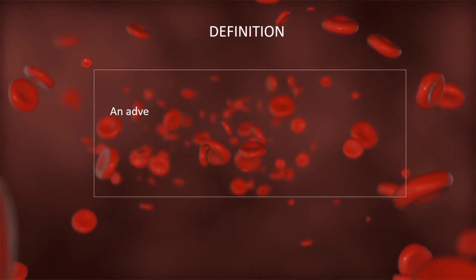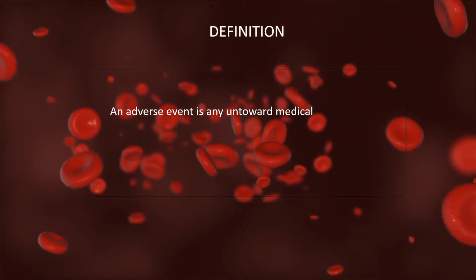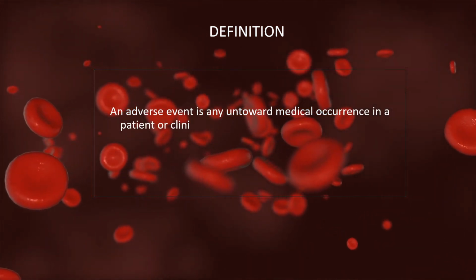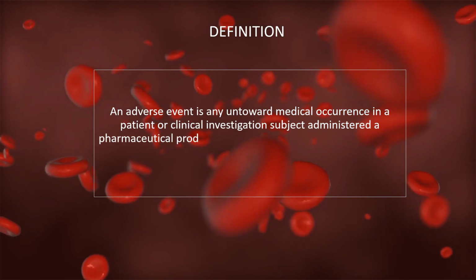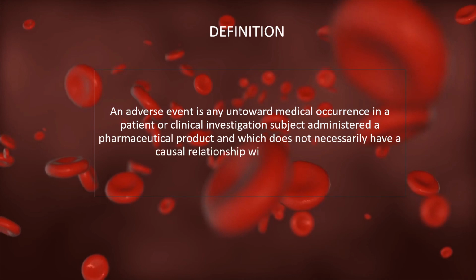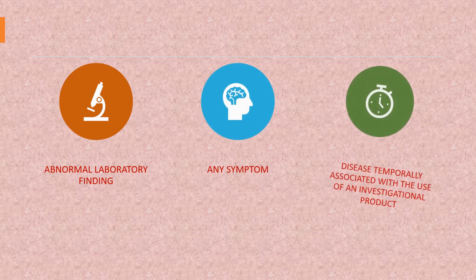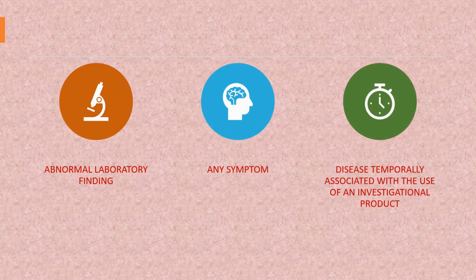Definition. According to ICH-GCP, an adverse event is any untoward medical occurrence in a patient or clinical investigation subject administered a pharmaceutical product and which does not necessarily have a causal relationship with this treatment. An adverse event can therefore be any unfavorable and unintended sign, including abnormal laboratory finding, any kind of symptom, or disease temporarily associated with the use of an investigational product.